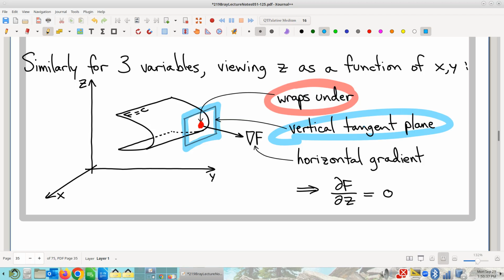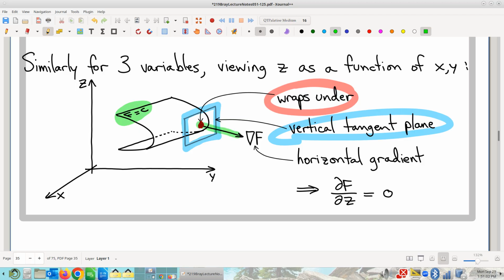It might be parallel to the y-axis. It might be parallel to the x. I don't know. No, I don't care, right? It can wrap under itself kind of in any direction it likes, but it's the fact of it wrapping under itself. It's the fact of having that verticality to the tangent plane. That's the problem. And then again, since we're looking at level sets, right?